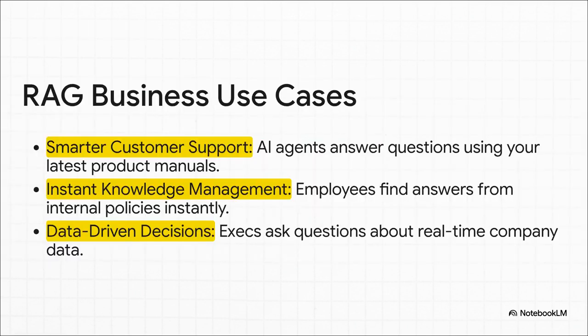And the business value here is immediate and massive. Your customer support bot can suddenly reference the product manual you just updated 5 minutes ago. Your employees can get instant answers from the latest HR policies. And your executives can ask complex questions and get answers grounded in real-time company data. RAG makes your AI a living, breathing part of your business.